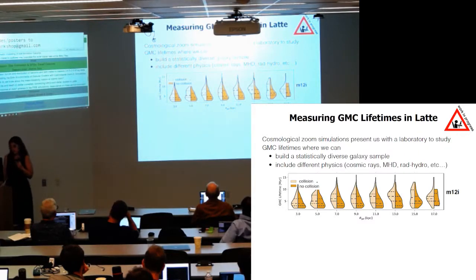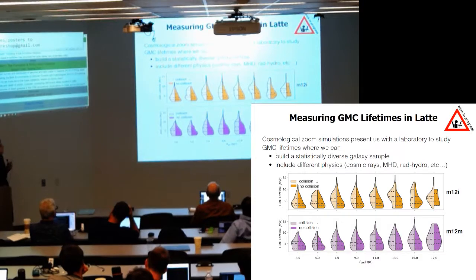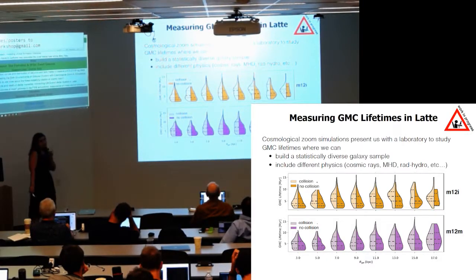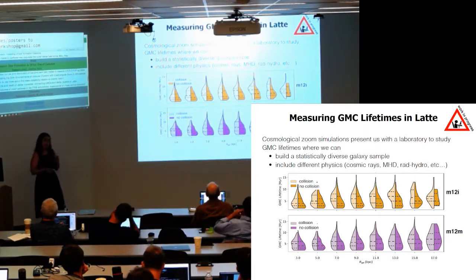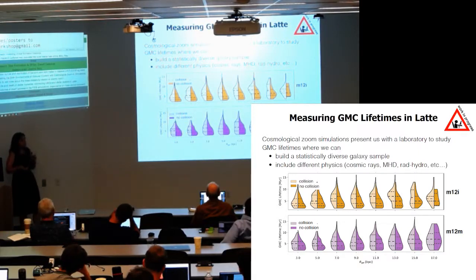And what's also interesting is that if you look in a different galaxy, so this is a quieter galaxy, M12M, remember it was a flocculent spiral, you find that the picture is different again. So the picture isn't consistent between the two, and there's so much variation.